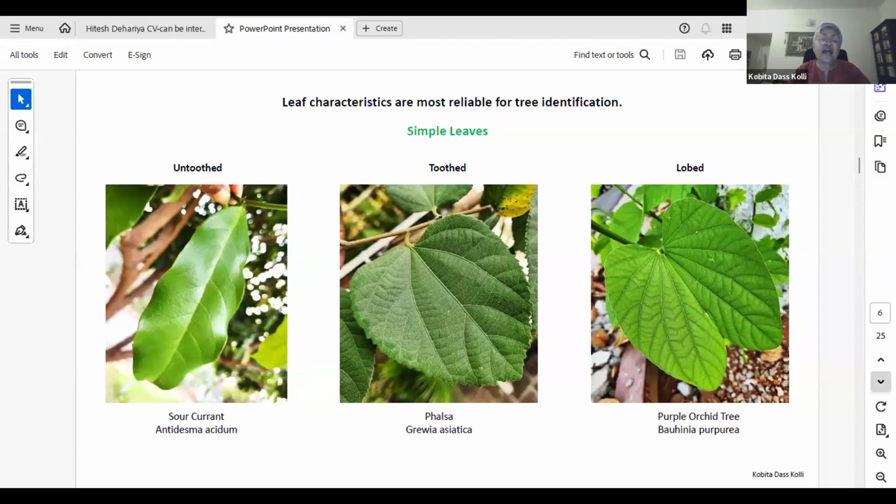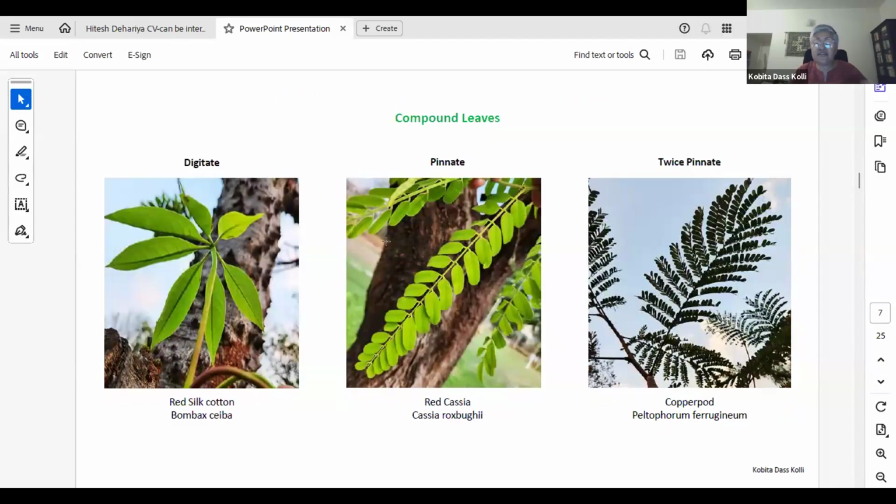Here we have, you may think, the first one is a digitate leaf. It is divided all the way up to the base, and you can see what look like little stalks there. It's a finger-shaped leaf, so it's called a digitate leaf. This is from the red silk cotton, Bombax. It's a compound leaf, but digitate. So do take a clear picture of the leaf. If it's like this, then take the entire leaf as I have shown you.